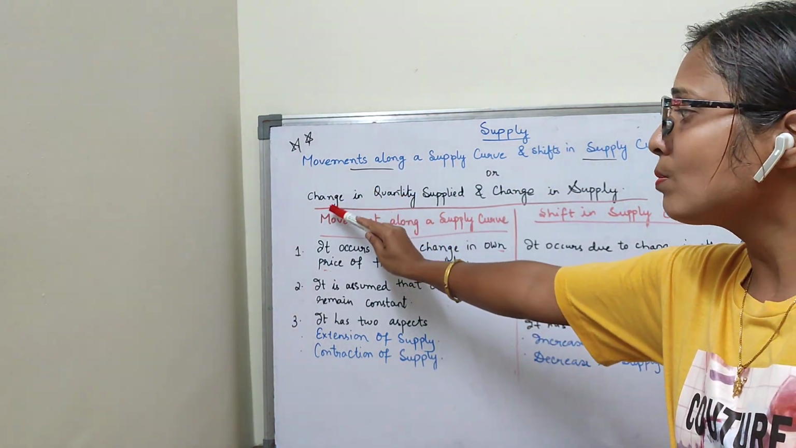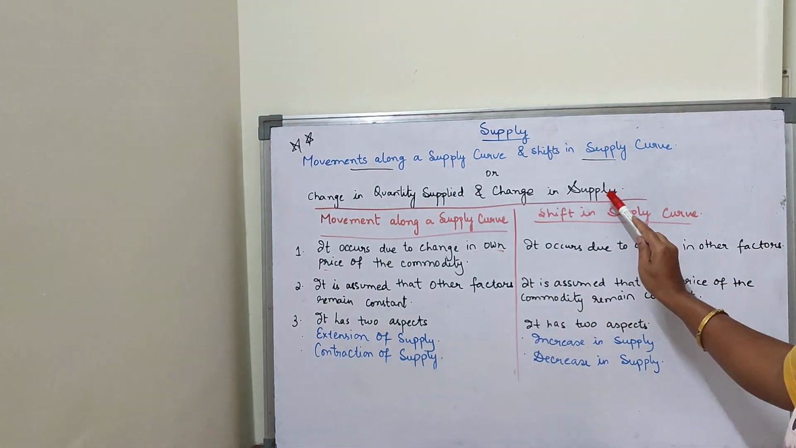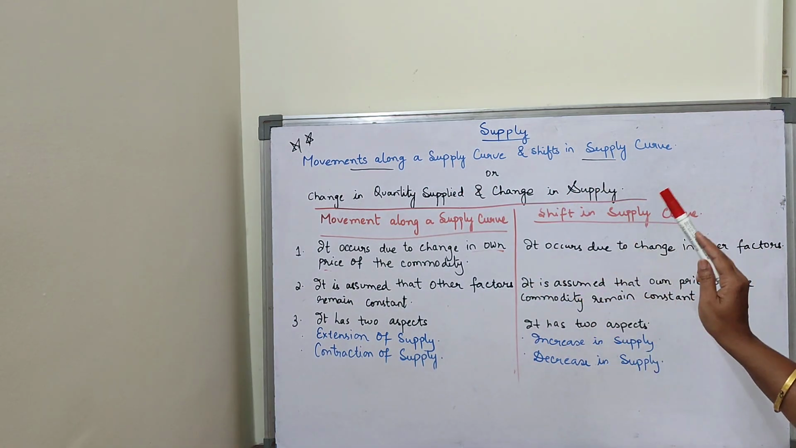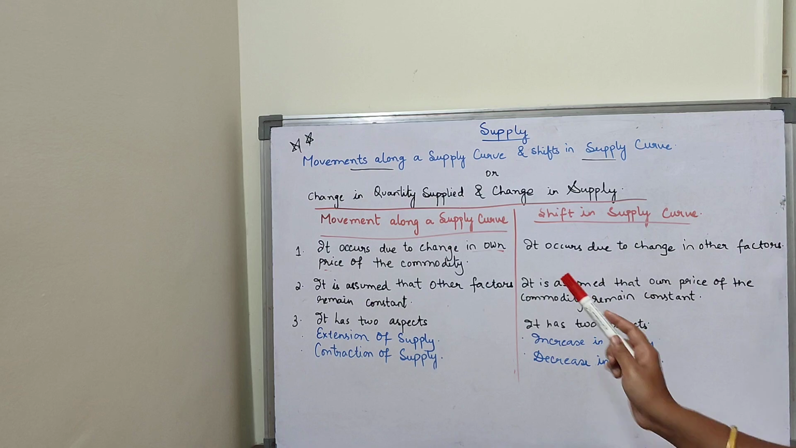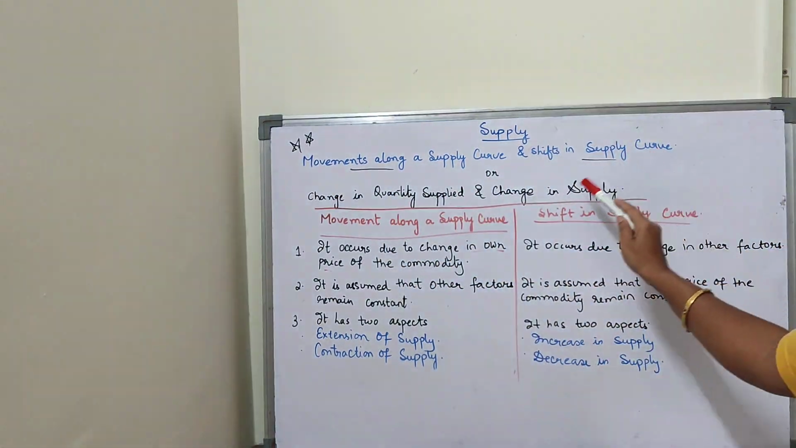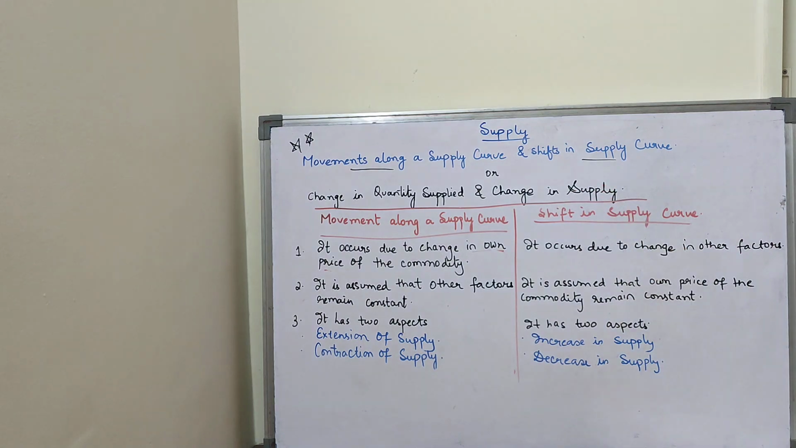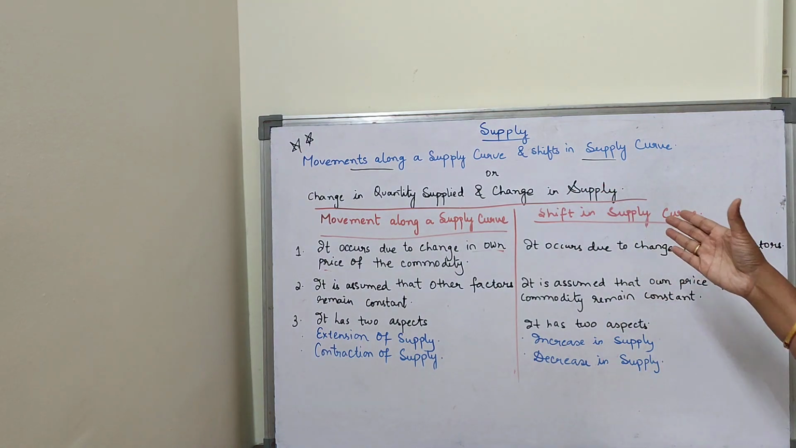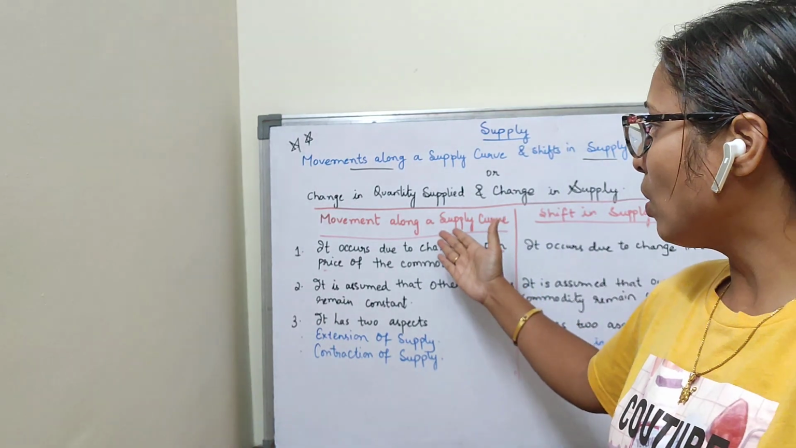Or if the question comes discuss change in quantity supplied and change in supply, so both are the same question. Answer will be same. Movement along the supply curve also known as change in quantity supplied. Shift in supply curve also known as change in supply. Now, movement along the supply curve and shift in supply curve. Movement along the supply curve.